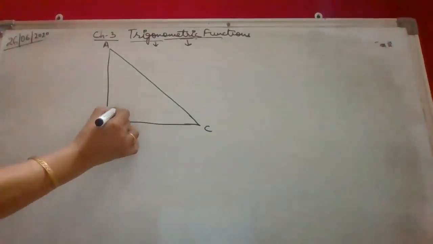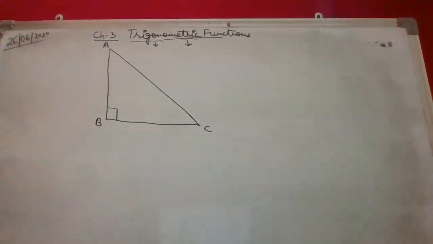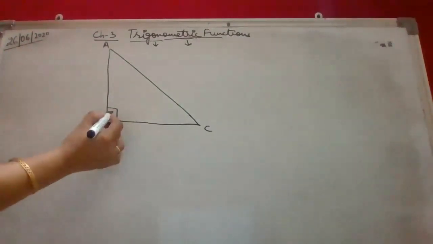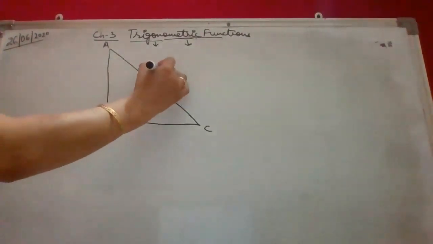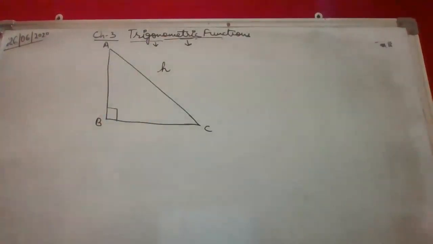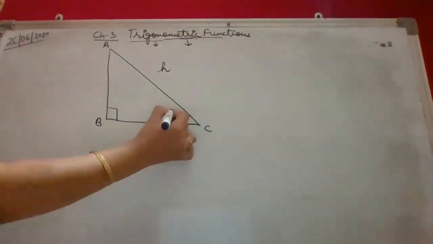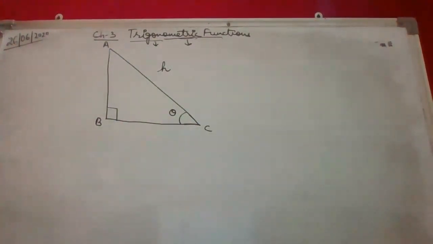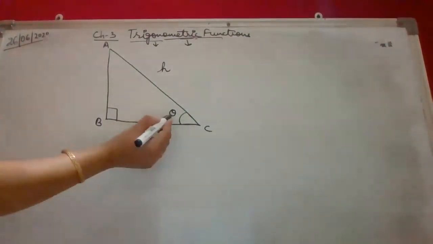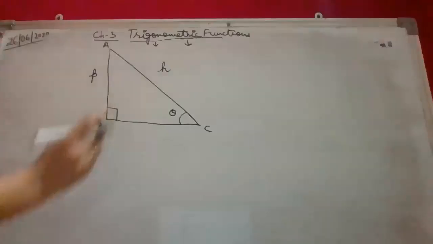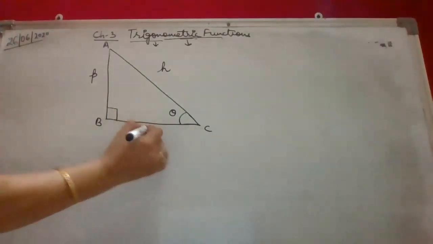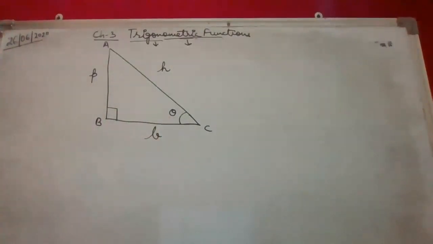Now when we talk about a right angle triangle, whatever angle we have as the right angle, the side opposite to that is taken as hypotenuse. Let us abbreviate it as H. Then the other two are acute angles. Let us consider this C as acute angle theta. The side opposite to this acute angle is taken as perpendicular and adjacent to this is taken as base.